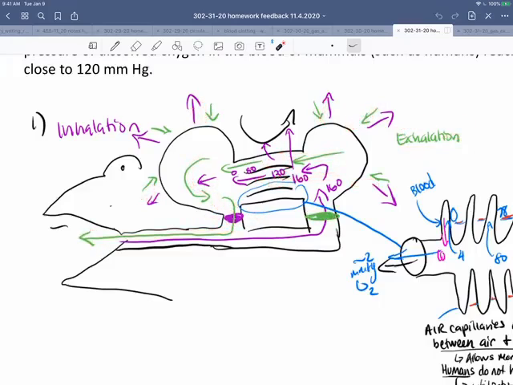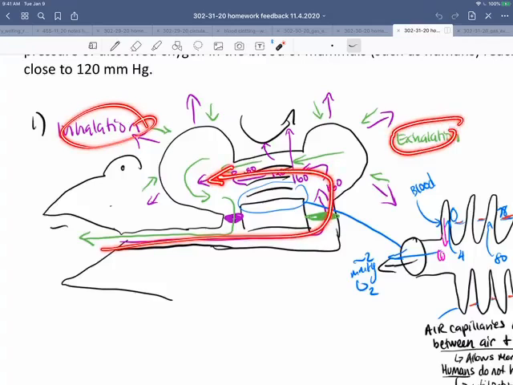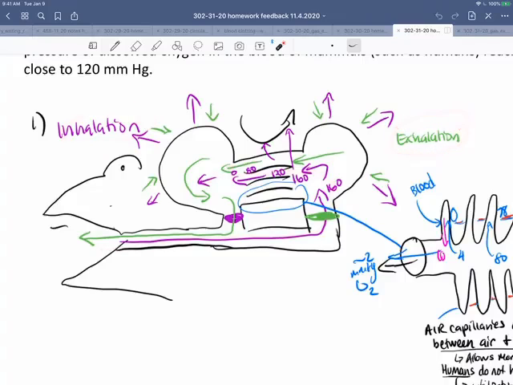So again, during exhalation, the green here, air is moved through the parabronchi. During inhalation, the purple, air is moved through the parabronchi. And during exhalation in green, air is moved through the parabronchi and out.